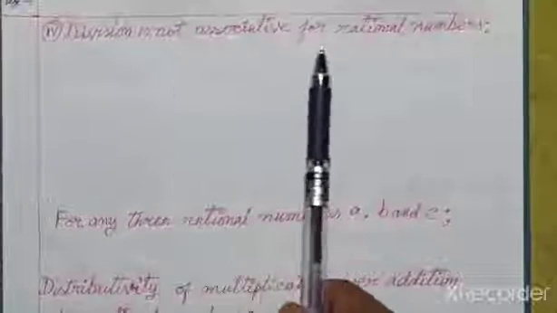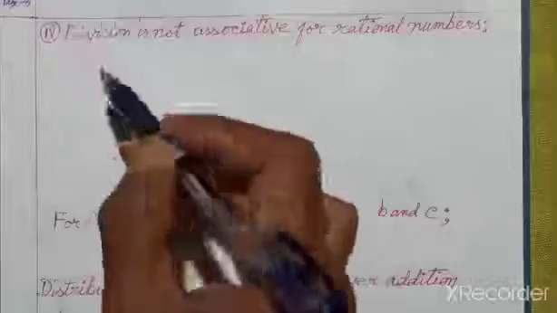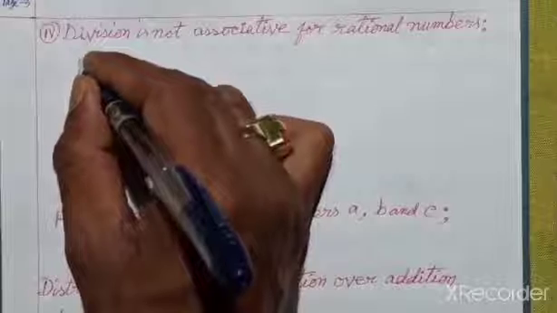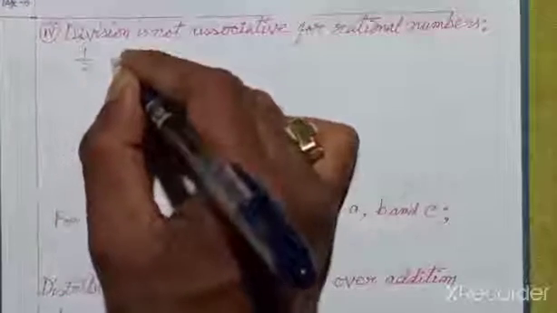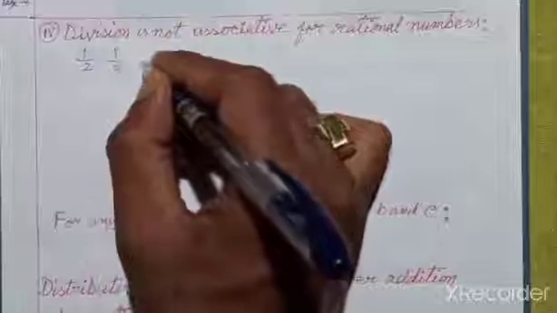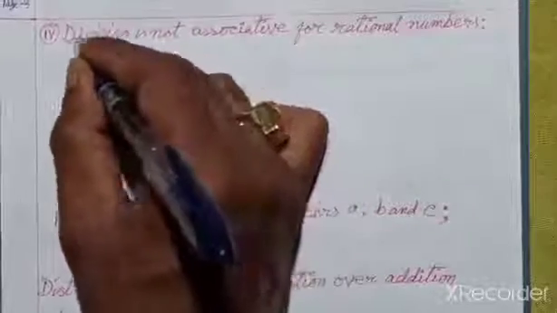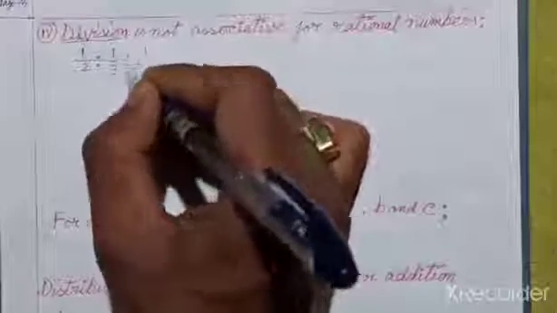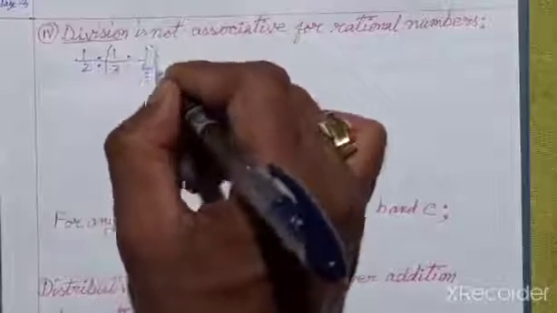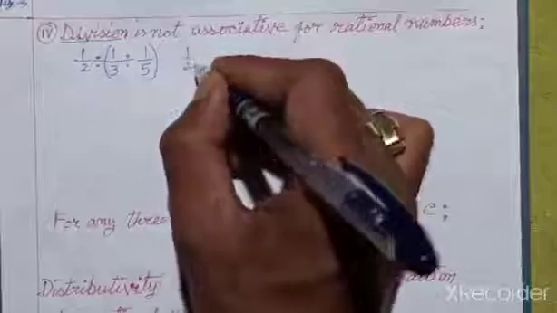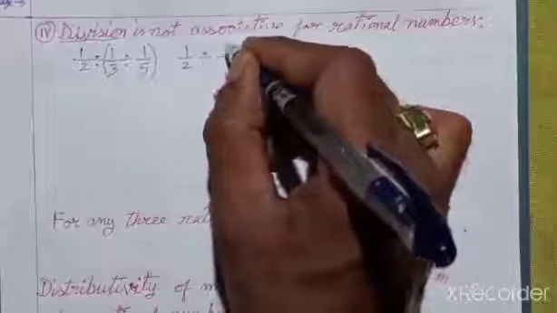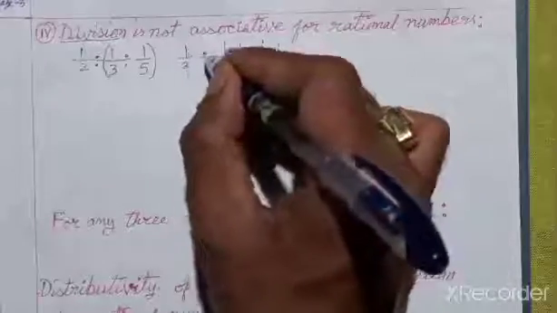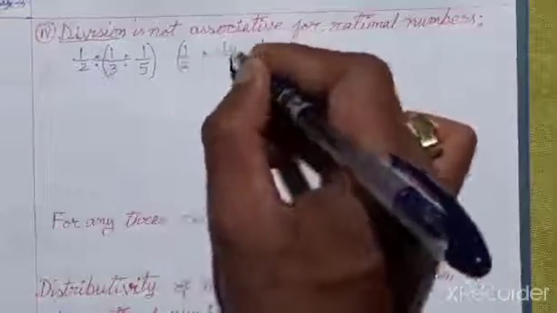Division is not associative for rational numbers. Let us take any three rational numbers, 1/2, 1/3, and 1/5. Since this is division, let us use divide here, and here also divide. 1/3 and 1/5 are grouped by using a bracket. In the second case, 1/2 is divided by 1/3 is divided by 1/5. Here 1/2 divided by 1/3 is grouped by using a bracket.